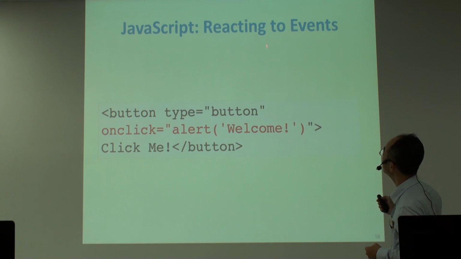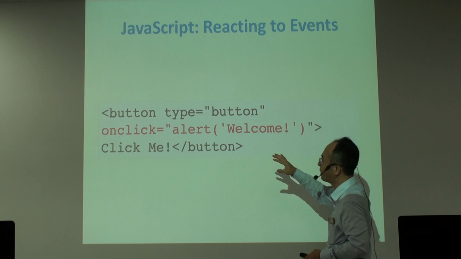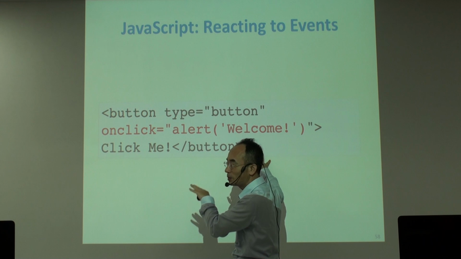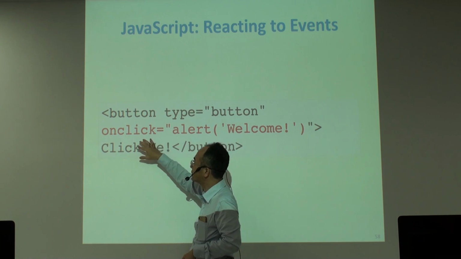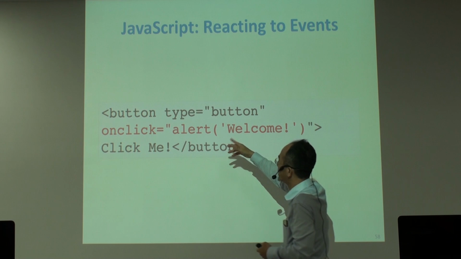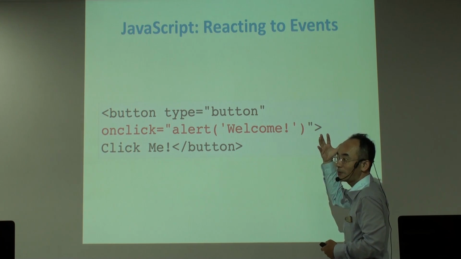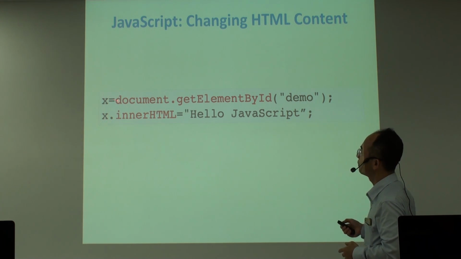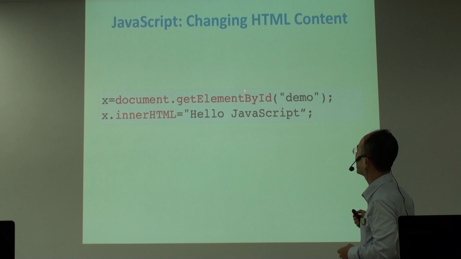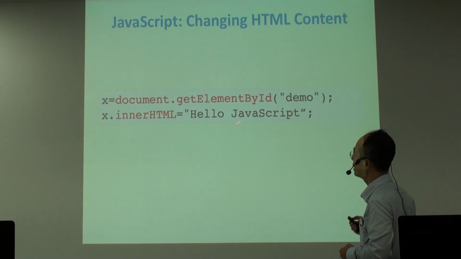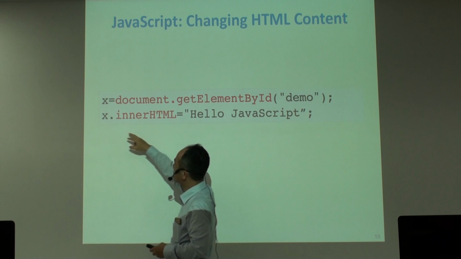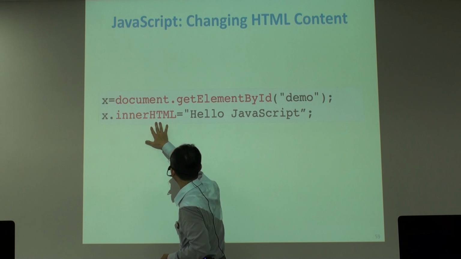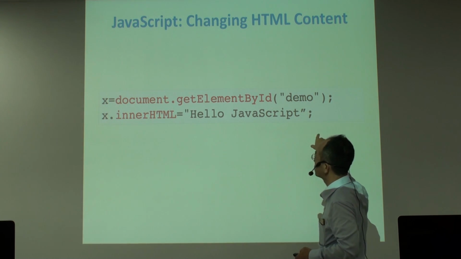And this is also reacting to events. For example, there is a button tag, type equals button. This is from the HTML code. And there is an alert, onclick alert. Alert is a function. It's a pop-up alert, welcome. And you can also change the HTML content. For example, x equals document.getElementById demo, and you can change the demo's innerHTML into Hello JavaScript.